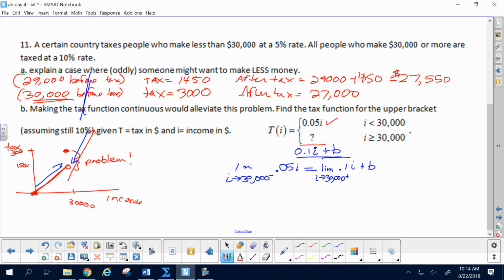Direct substitution. At 30,000, what's 0.05 of 30,000? 1,500. Okay. That needs to equal this guy. Now, this, again, direct substitution. That 30,000, does it go in for I or B? I. If you put in a 30,000 in for I, what's 10% of 30,000? 3,000 plus B, we don't know. Well, what does B have to be?